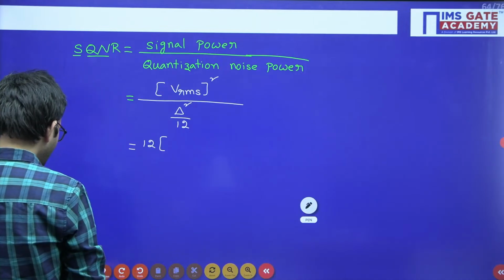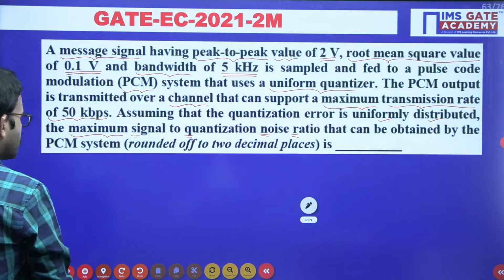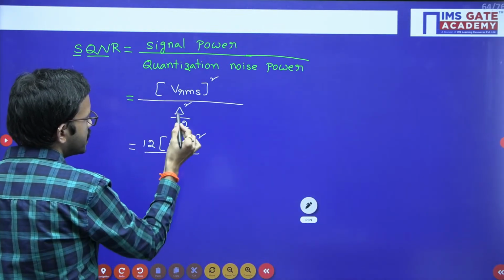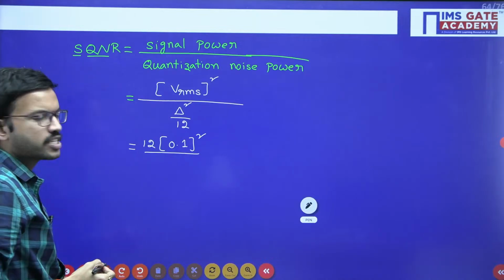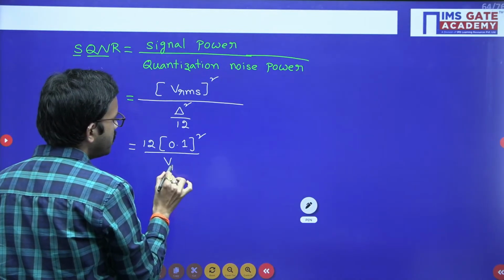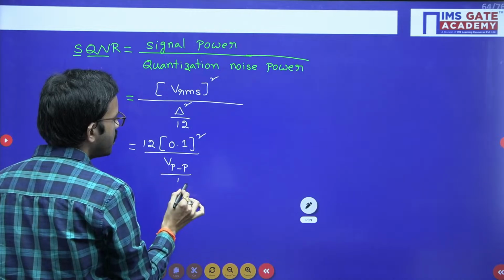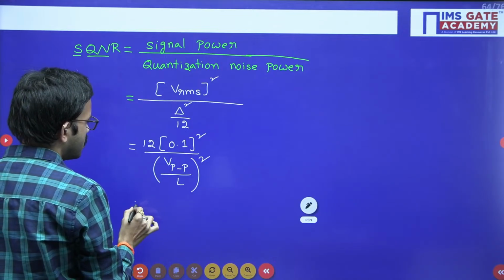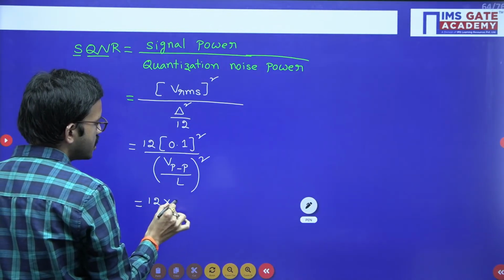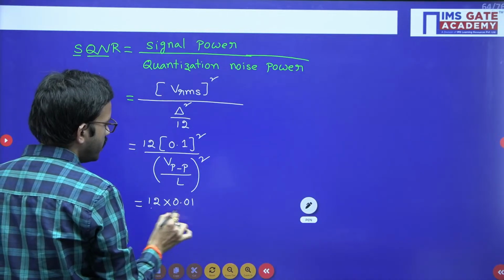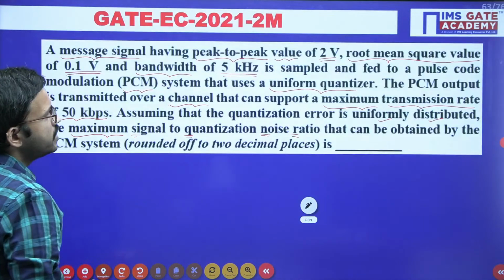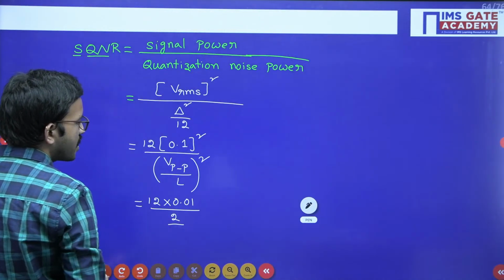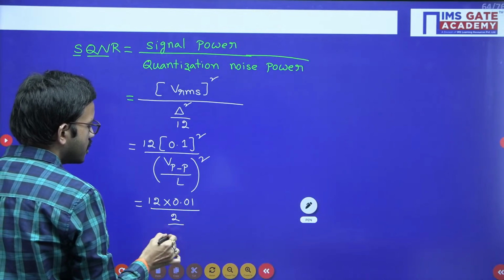So V_RMS value they have given is 0.1 volt, whole squared, divided by delta squared, where delta is nothing but the step size. So step size is nothing but peak to peak voltage divided by the number of levels, and then you have whole squared. So 12 into 0.1 whole squared is 12 into 0.01, divided by peak to peak voltage they have given, 2 volts, divided by the number of quantization levels, which is 2 power n.